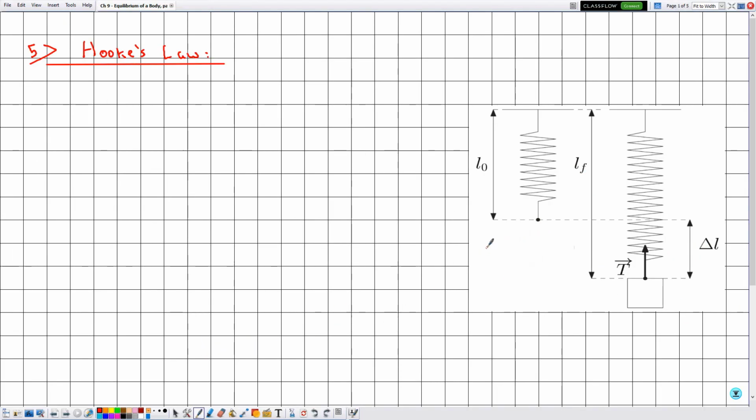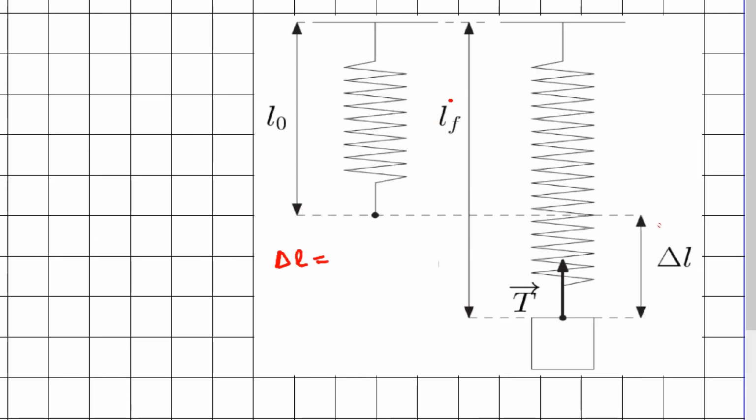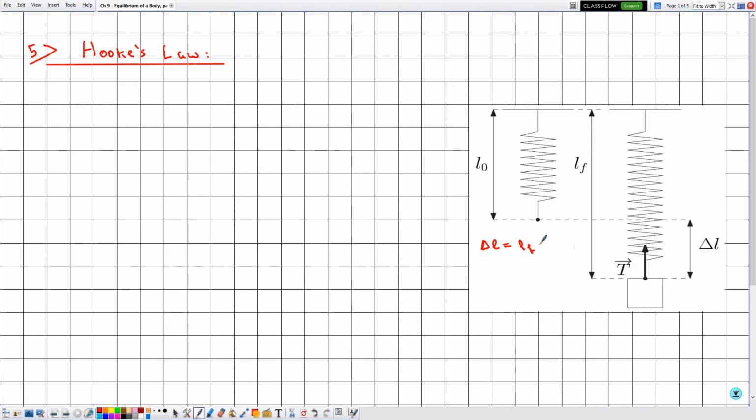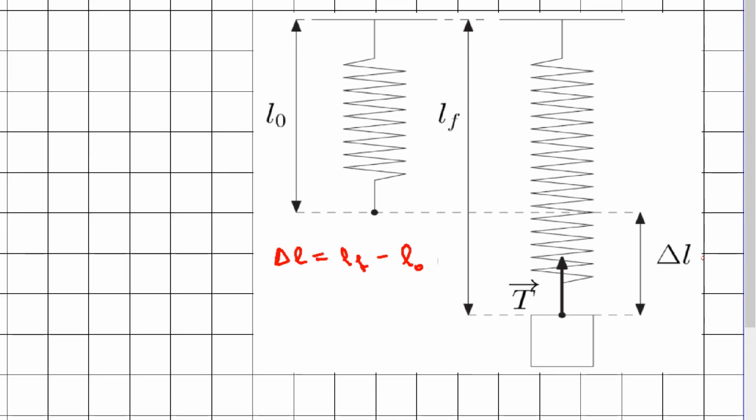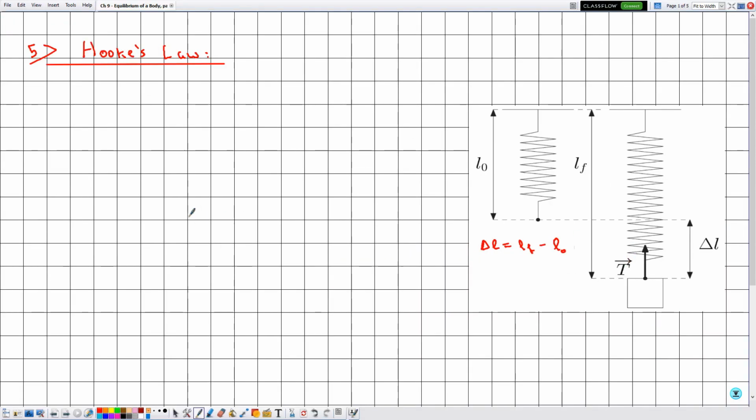Then let me write here that delta L is equal to the new length, which is the final length, minus the initial length. Now if you consider the solid S here, what are the forces acting on the solid? We know that one of the forces is the tension, because we have a spring, and the other force is the weight. We are interested in discussing how the value of delta L depends on the solid itself and the type of the spring, and this is known by Hooke's law.